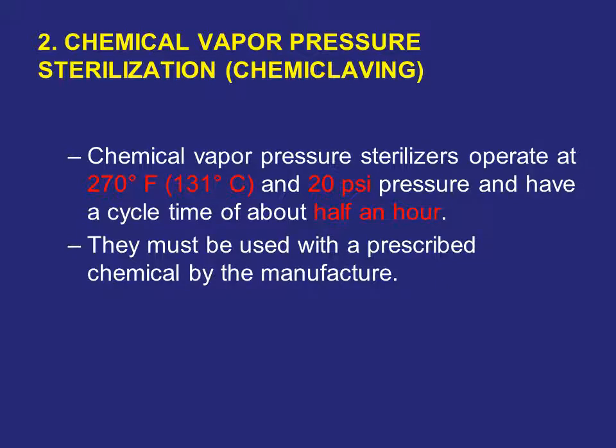The second way of sterilization is the chemiclave, or chemical vapor pressure sterilization. It operates at 131 degrees Celsius, pressure 20 PSI, for half an hour. They must be used with a prescribed chemical by the manufacturer.